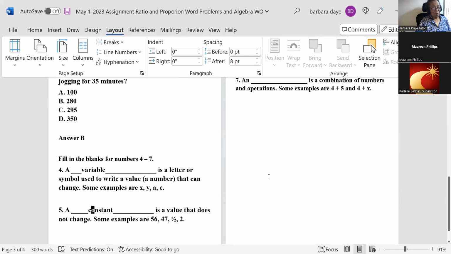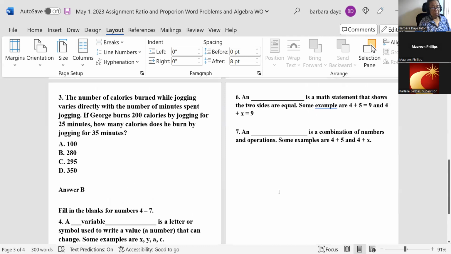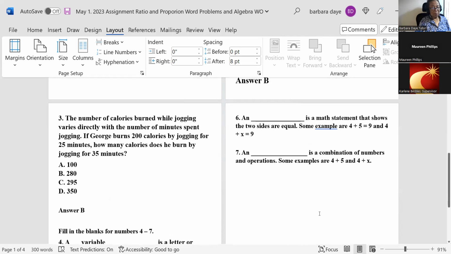You had a question, Maureen? Okay, let's go to number 6. A math statement that shows that two sides are equal. That is an equation. That's it. Very good. Equation. Sadie said equality, which is all right, still had the equal in there. Now the very last one, Maureen. What is that one? Expression. That's it.